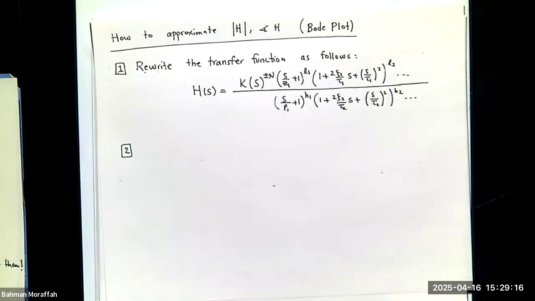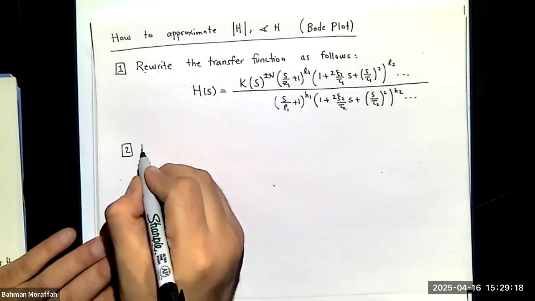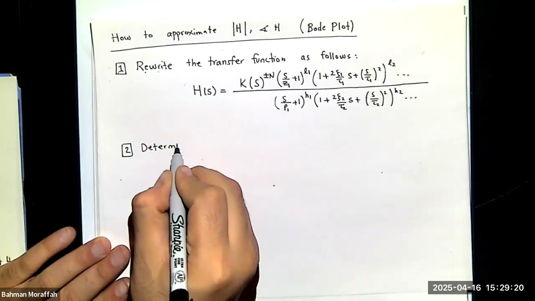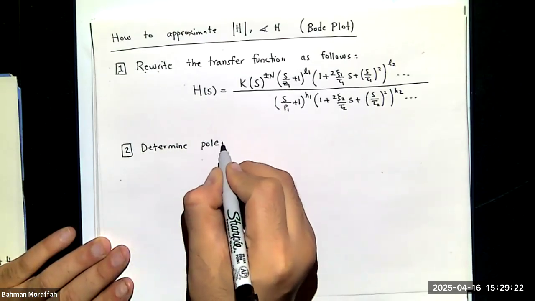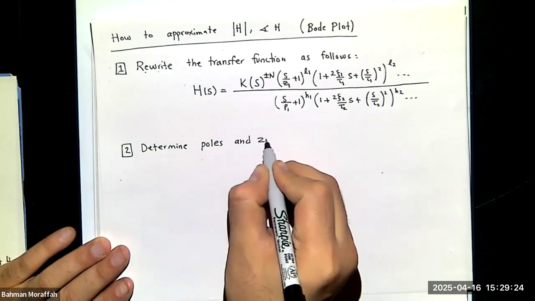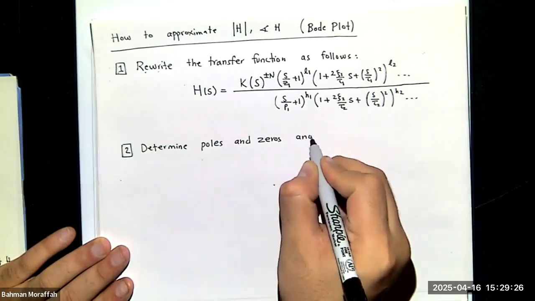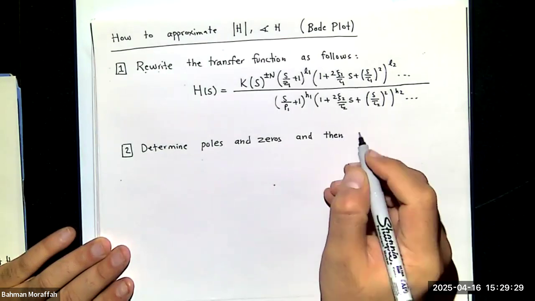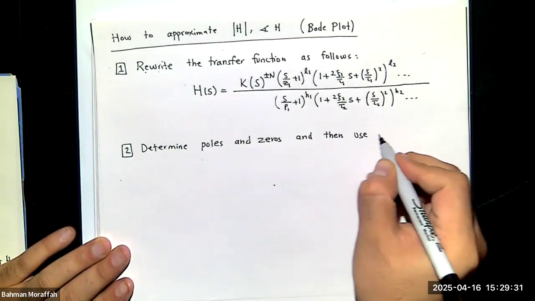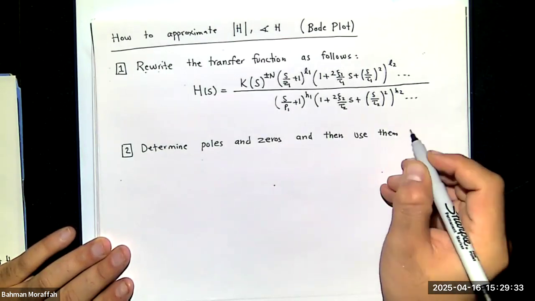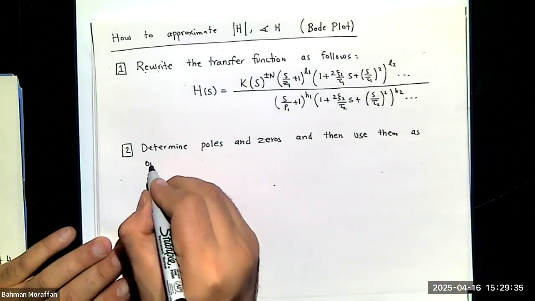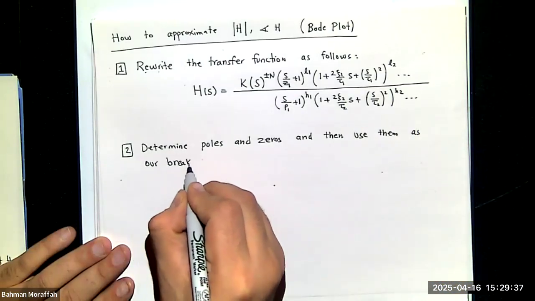Right? So the second step is to determine poles and zeros, and then use them as our breaking points.